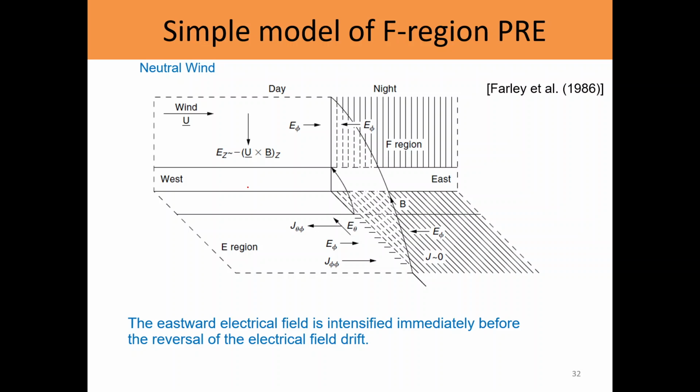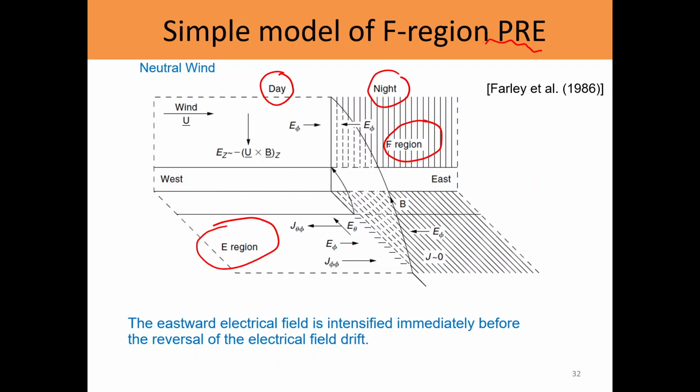Another picture, related to this F region dynamo, especially during the PRE, is from these pictures. In this picture, you see that there are two areas. One is the daytime, the other side is nighttime, right? This is the E region, lower altitude. This is the F region.